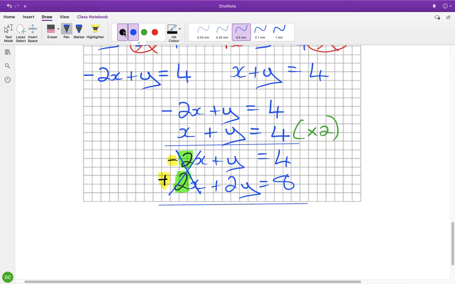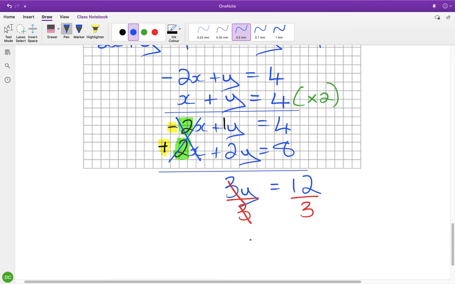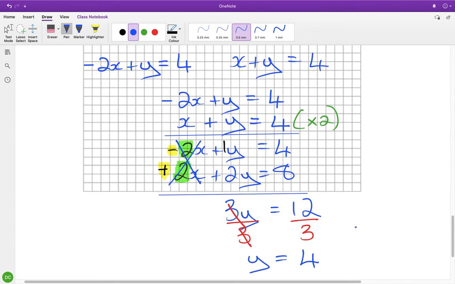So this y, this little y on its own is a 1y. So 1y and 2y is 3y. And 8 and 4 is 12. And then to get rid of that 3, we divide by 3. That will get rid of that. But we have to divide by 3 over here as well. So we get y equals 4. Okay, so we have the y.